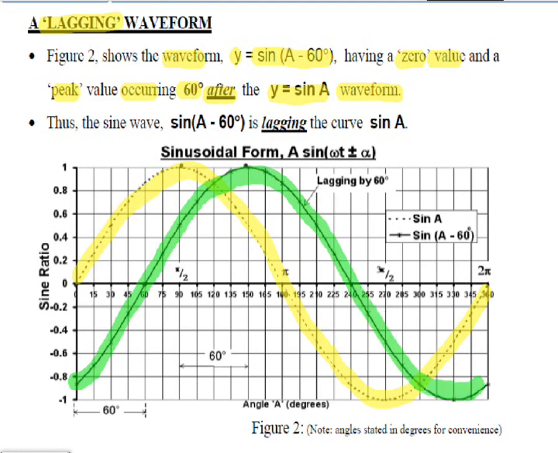What we notice is that there is a lag in this case of 60 degrees between the peaks of the waveform, between the 90 and the 150 degrees. 60 degrees lag in this case. The green waveform, our system waveform, if you like, lags the basic sinusoidal waveform, the yellow waveform, by 60 degrees. So that's a lagging waveform.